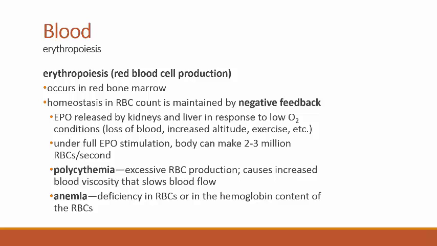So it's easy to imagine then that it's possible for a condition called polycythemia to occur. That's excessive red blood cell production, and it can be dangerous because as you get more red blood cells, there's going to be increased blood viscosity that slows down the flow of the blood.